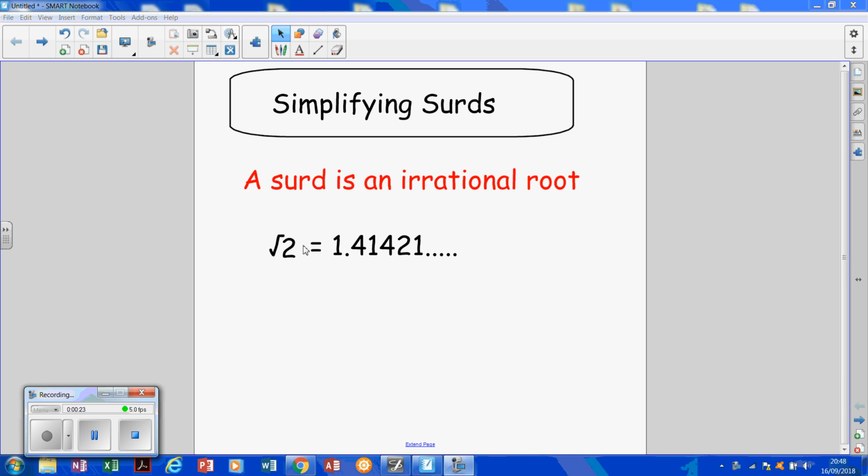Now, if we leave the answer as the square root of 2, that's a third, it means that's the exact answer. This answer has been rounded, it's not exact. So it's a way of expressing answers in an exact form.